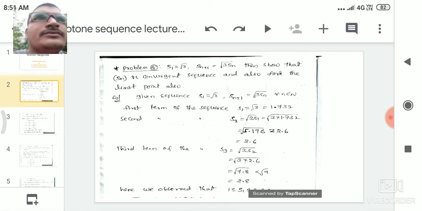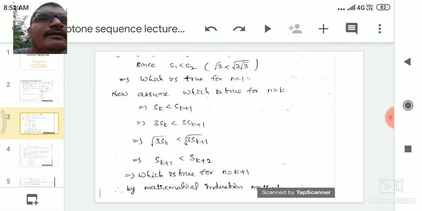So now we apply the mathematical induction method. For that, S1 is less than S2, which is true for n is equal to 1. So since S1 is less than S2, this is true for n is equal to 1.